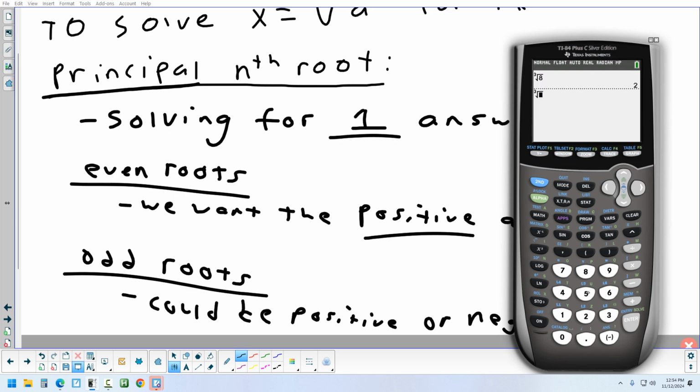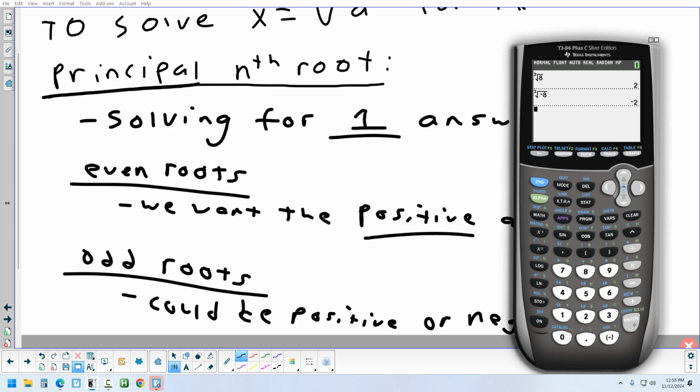Now let me take the math option 5 cube root of -8. What times itself 3 times is going to give you -8? -2. So in that case, the answer comes out negative. So when we're dealing with an odd root, we could get a positive or a negative answer. When we're dealing with an even root, we only want a positive answer.